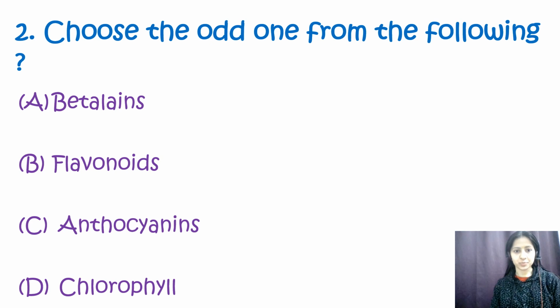Next, number 2. Choose the odd one out from the following. Option A, betalains, B, flavonoids, C, anthocyanins and D, chlorophylls. So the correct option is option number D, that is chlorophyll. So these three options, that is betalains, flavonoids and anthocyanins, these three are the water soluble or you can say lipid insoluble pigments, whereas option number D, that is chlorophyll, it is lipid soluble or a water insoluble pigment. So the odd one out is option number D, that is chlorophyll.